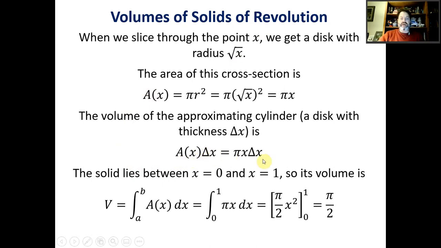Right, the delta x will turn into the dx here when we do the formula. So the volume from A to B of the area of the disk, dx, the area we found up here was pi x. You just plug in pi x. We're going from 0 to 1 because in the graph you can see that the solid is bounded by 0 and 1. This one's real easy to do the integral, right? It's just pi over 2 x squared from 0 to 1, which is just pi over 2.